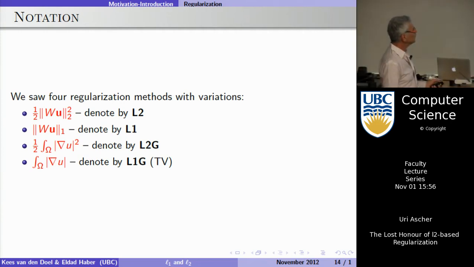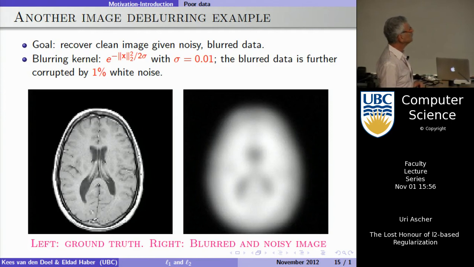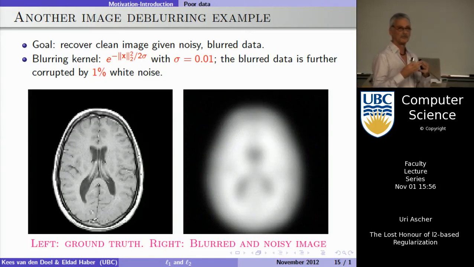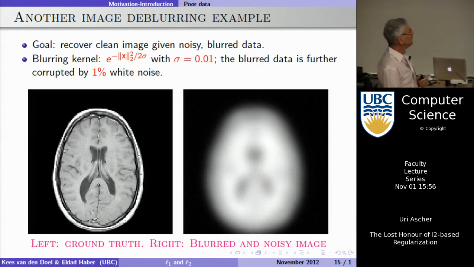So now, let me show you an example. Again, deblurring, because deblurring is one of those problems where people really think that everyone does the job. And even then, we would like to suggest that sometimes you have to be a little more open-minded. So this is the MATLAB example of an MRI image. This is the image that we are trying to reconstruct. We blur it using this blurring kernel, add 1% white noise, and this is our data.